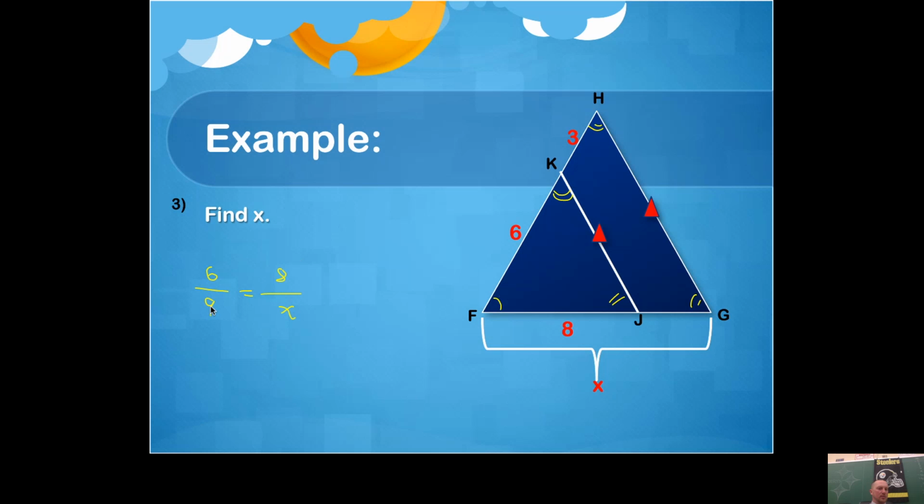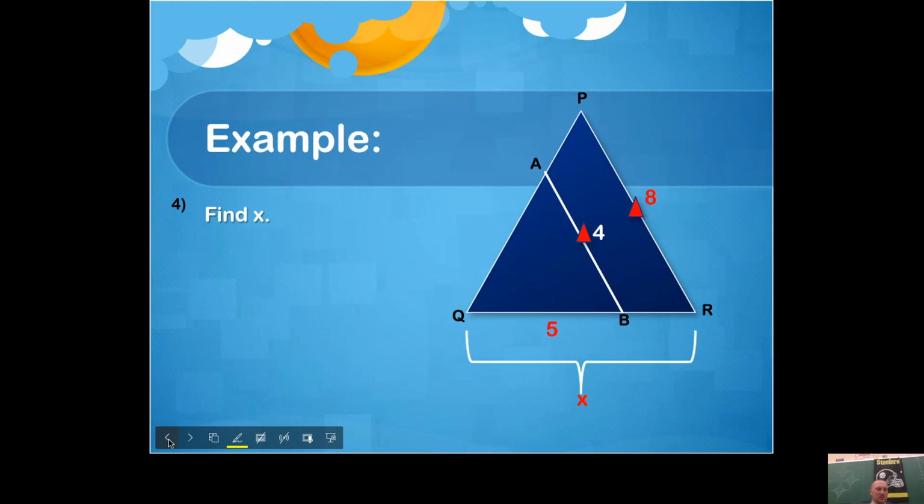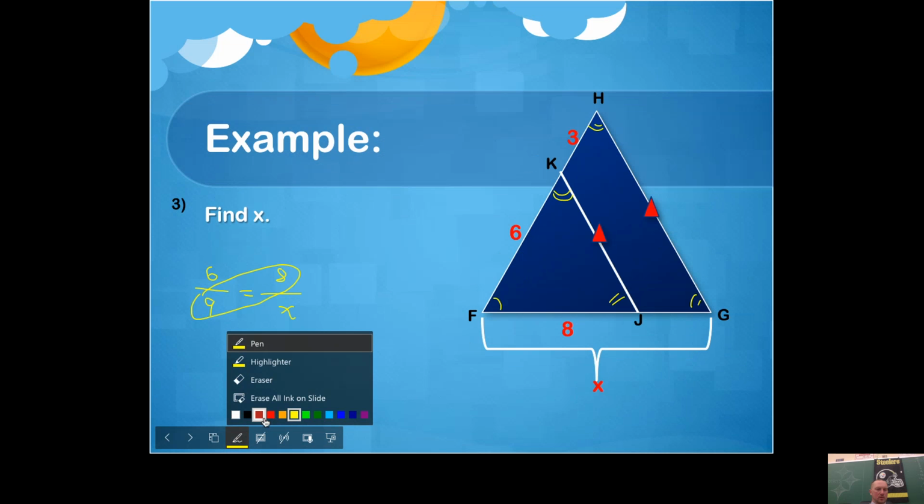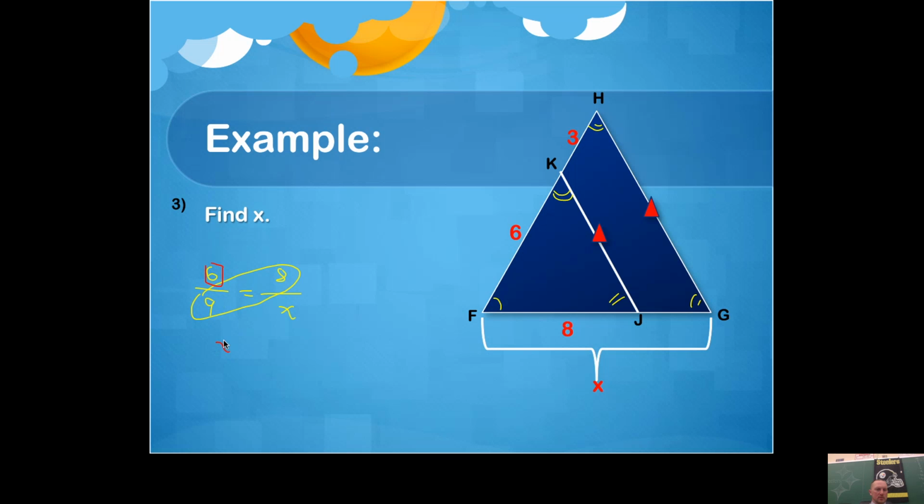We're going to cross multiply. We're going to take 9 times 8, which will give us 72. Then we're going to divide by 6. 72 divided by 6 will give you your answer. And that's 12. You can double check your work. This is one way to do it.